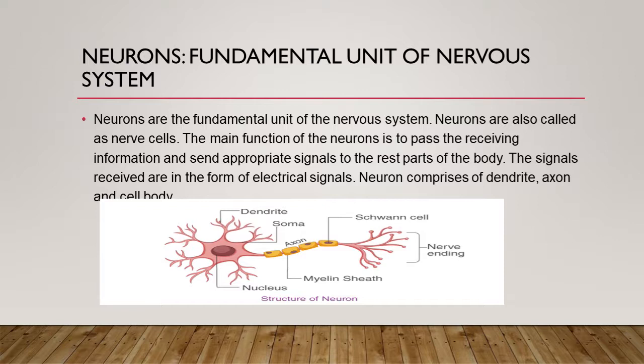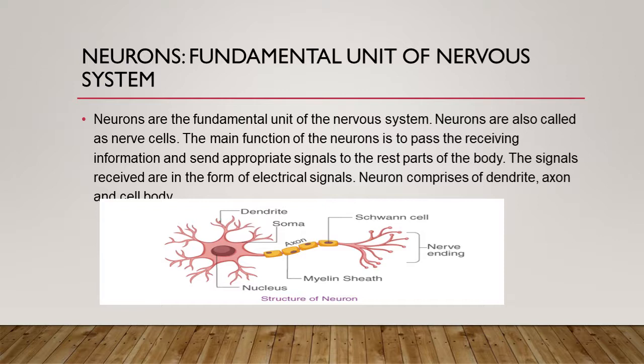This shows the structure of a neuron. The cell body consists of the dendrites and the nucleus in between, the soma. In between is the axon, which has the myelin sheath for insulation. Schwann cells are present, and then there is the nerve ending. One nerve ending attaches to another neuron, and the space in between is called the synapse.